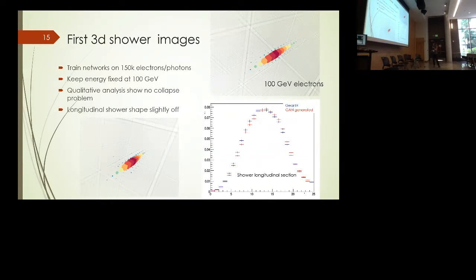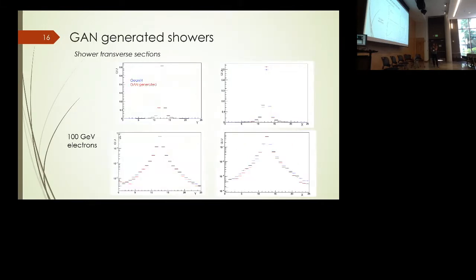This is the longitudinal section of the shower. You can see that it's slightly off. Those are also shower transverse sections for Y and X. The bulk of the distribution is not that bad. This is in log scale. The tails are still not well described here, especially at the very end.